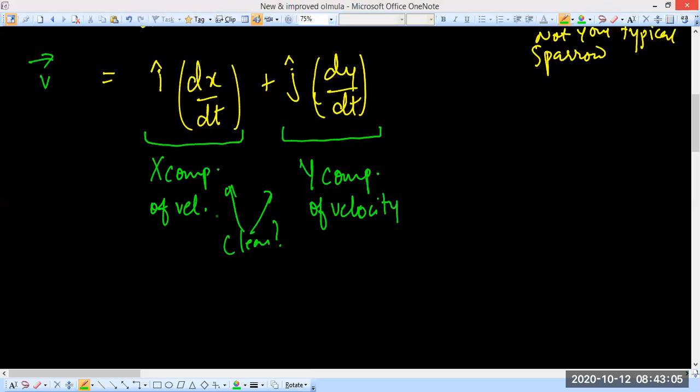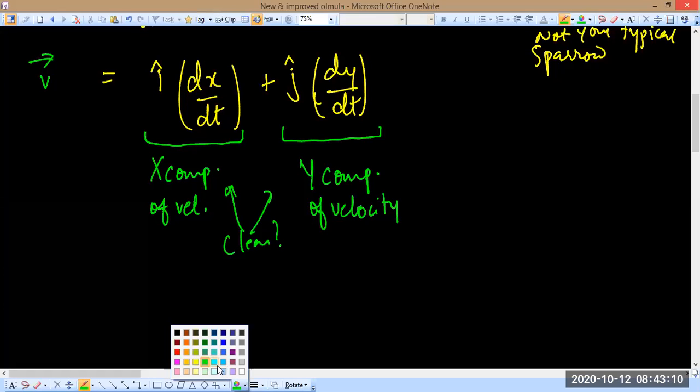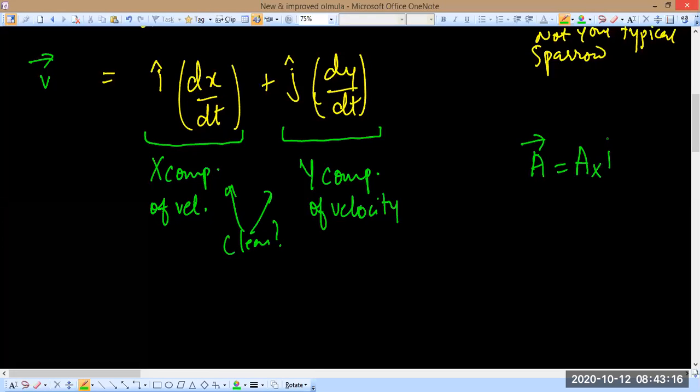Okay, so this is x component of velocity and y component of velocity. So if you remember earlier we did it like this. Suppose you have got a vector, then we write it like this. Right? So just like that we can also write it like this.